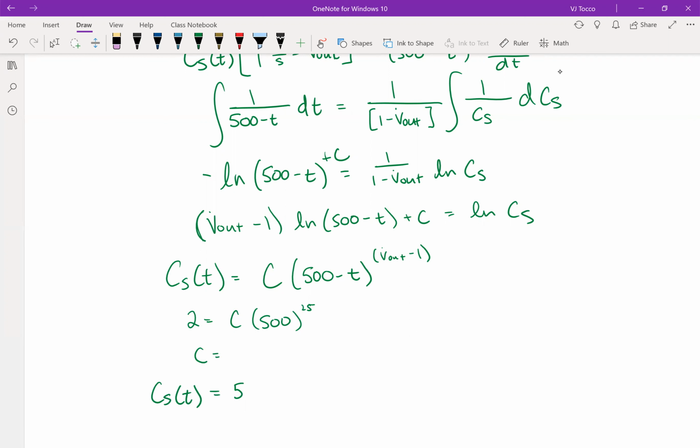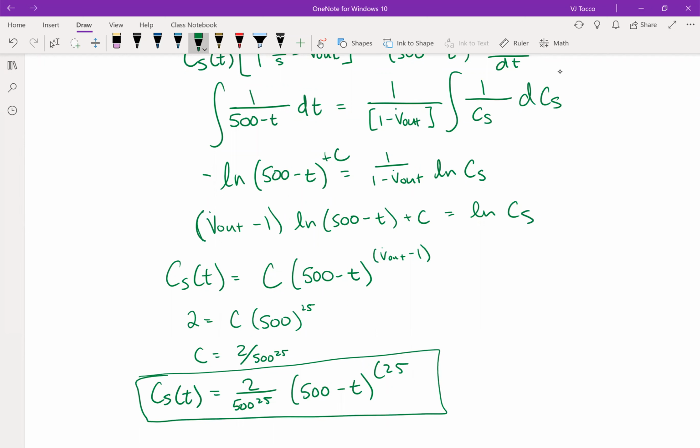Wait, nope, I didn't do that right. It's 2 divided by 500 to the 25. So CS of t is 2 over 500 to the 25 times 500 minus t to the 25. I could do some algebraic cleaning up of this equation, but this would be the final answer.